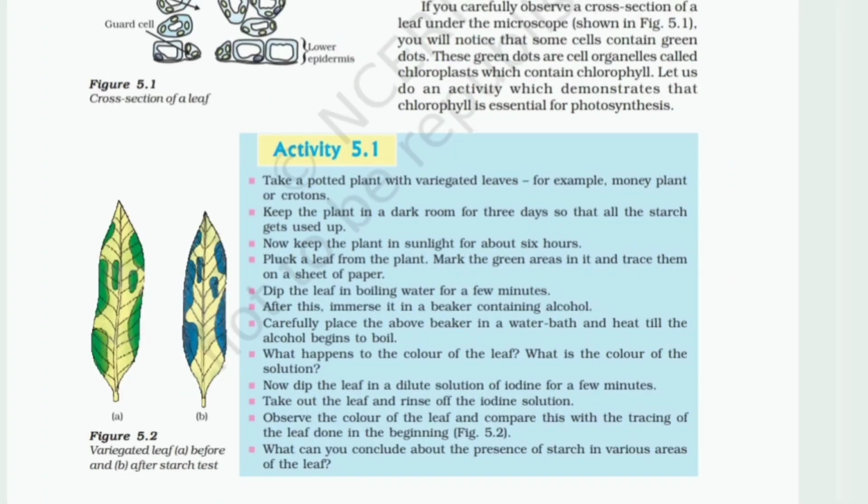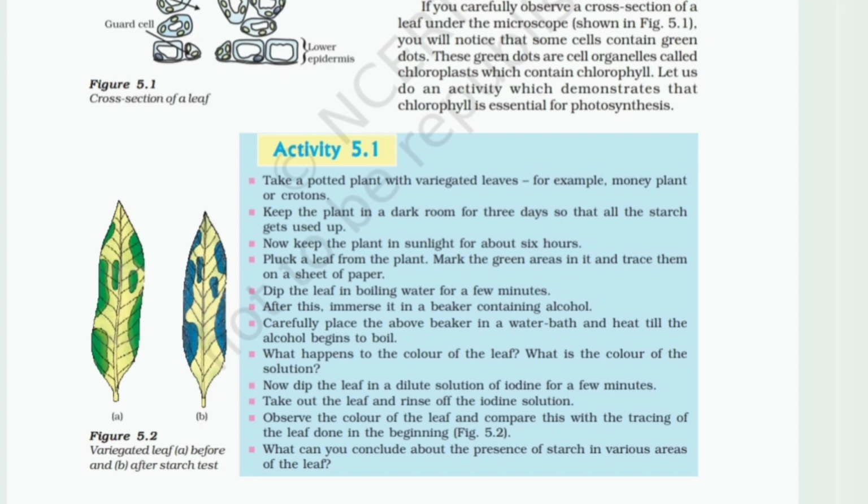Activity 5.1. Take a potted plant with variegated leaves, for example, money plant or crotons. Keep the plant in a dark room for 3 days so that all the starch gets used up. Now keep the plant in sunlight for about 6 hours. Pluck a leaf from the plant. Mark the green areas in it and trace them on a sheet of paper. Dip the leaf in boiling water for a few minutes. After this, immerse it in a beaker containing alcohol.